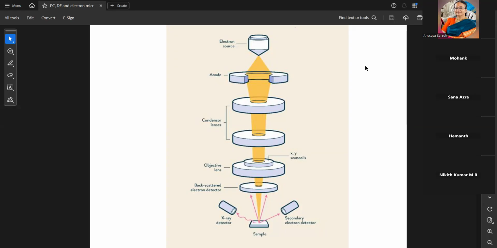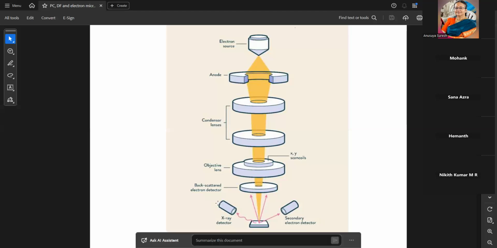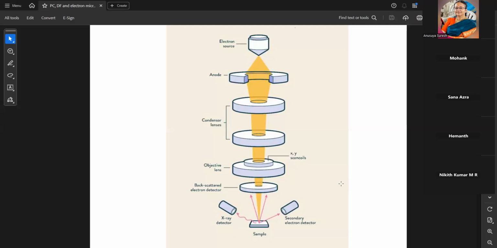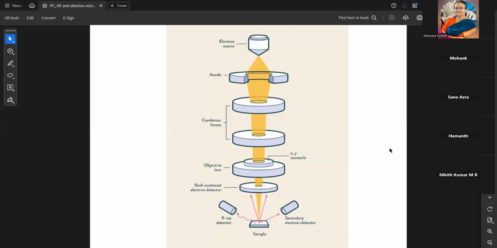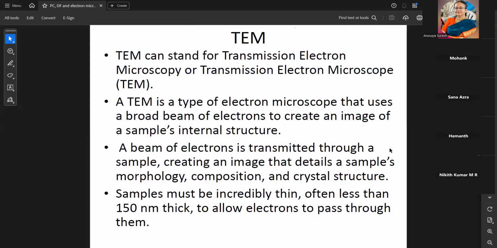The pink colored arrows which you can see moving in the backward direction are the scattered electrons. There are two things here. On one side, you have the X-ray detector, and on the other side, you have the secondary electron detector. Together, they check the density in the sample, and because of that, we get the final image which we can see.